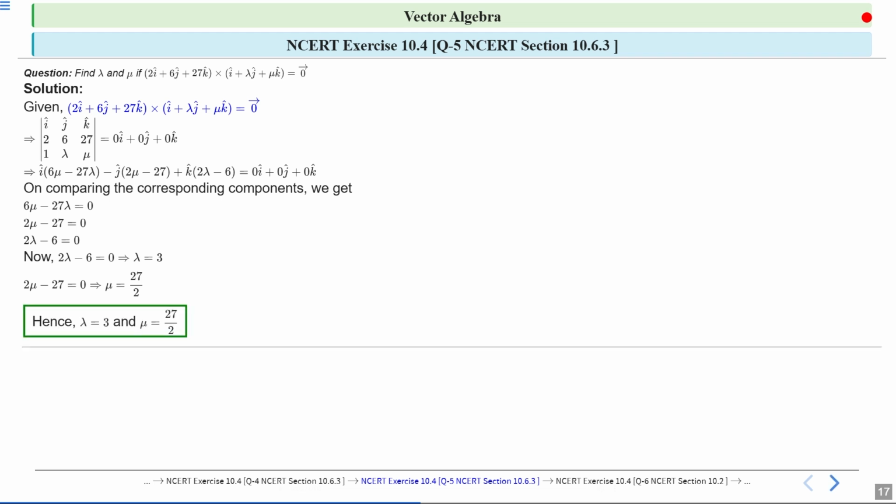Got it? Hence we can say that lambda is equal to 3 and mu is equal to 27 upon 2, right? Got it? Hope it's clear to all. Let's see the next part.